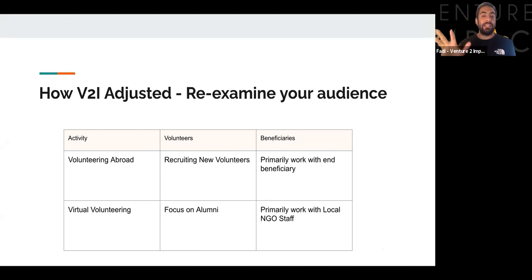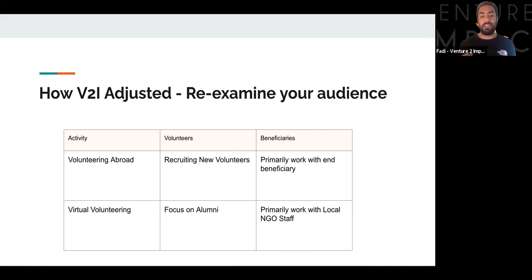With that, we really had to adjust our audience as well. With volunteering abroad, we're mainly going after new volunteers. 30% of our volunteers have volunteered with us before, on a volunteer trip or a volunteer program. But the majority of the volunteer team is typically new volunteers that we've never worked with. And then in a volunteer abroad setting, we're primarily working with the end beneficiary. So that community member, that end user that we're spending time with on the ground day in and day out.